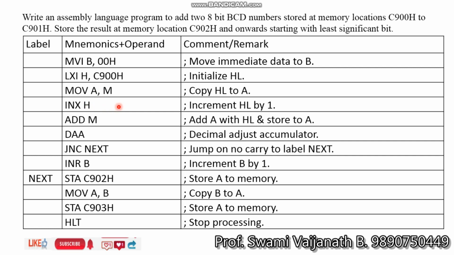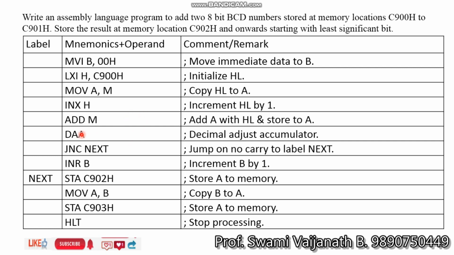INX H, whenever it is executed, increments the HL address. Here you first initialize HL to C900H, so after INX H it is incremented by 1, that is its address is now C901H. And here your second BCD number is stored, so we add M by the ADD M instruction. When executed, the content of the M register addressed by HL and the content of the A register are added hexadecimally, and that hexadecimal result is stored into the A register.